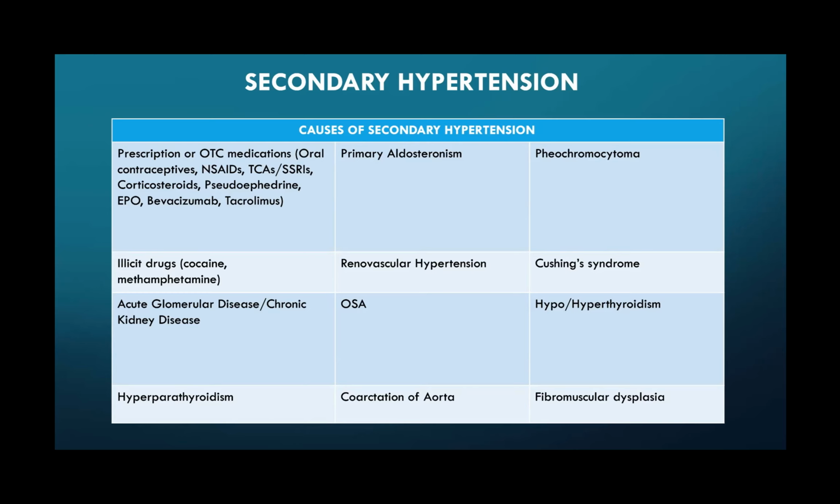renovascular hypertension. Patients who have OSA typically will have elevated diastolic blood pressures and also are at a significant risk for pulmonary hypertension. You have patients with hypo- as well as hyperthyroidism, patients who come in with a thyroid storm. All these situations can also cause hypertension, as can hyperparathyroidism. And then you think about other rare causes like fibromuscular dysplasia and coarctation of the aorta.